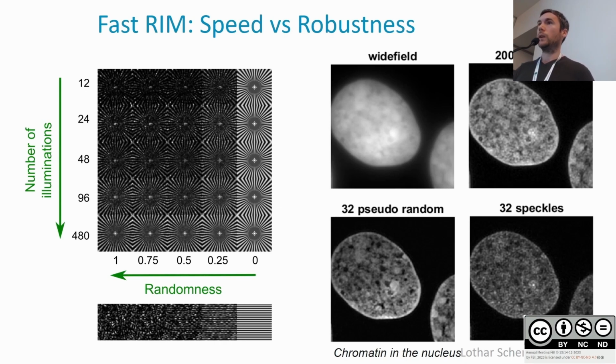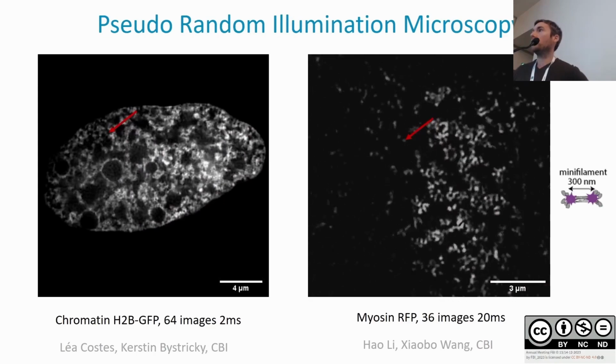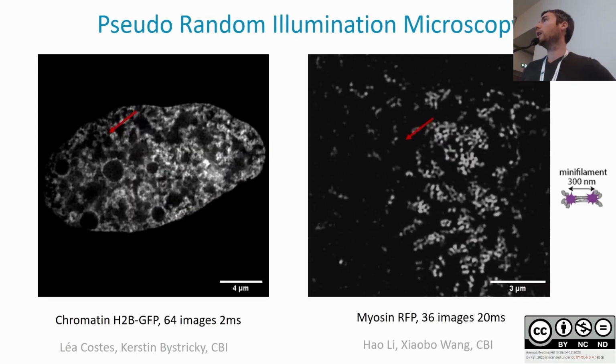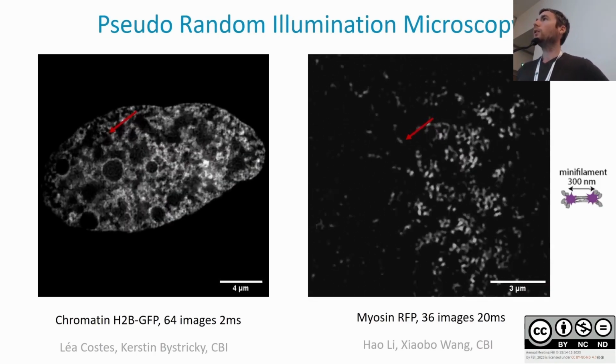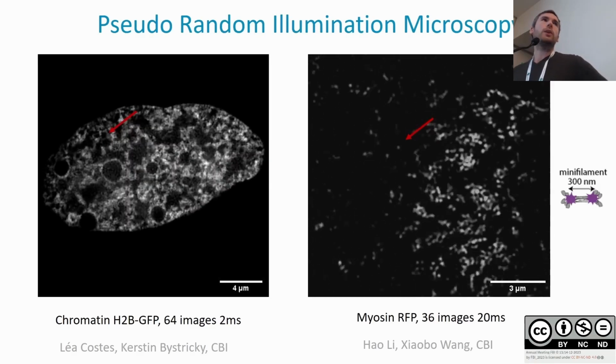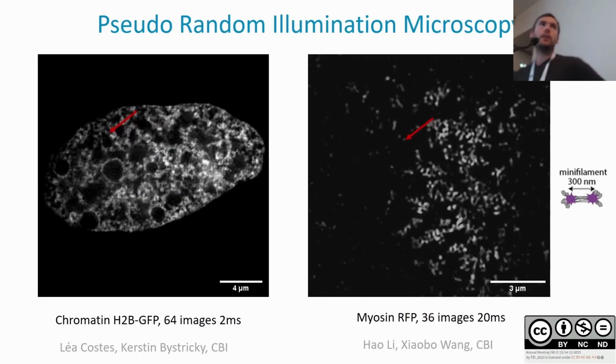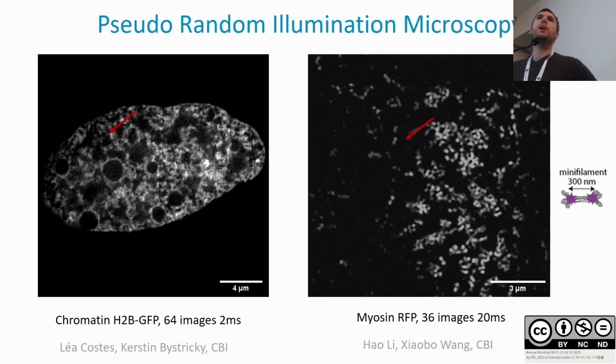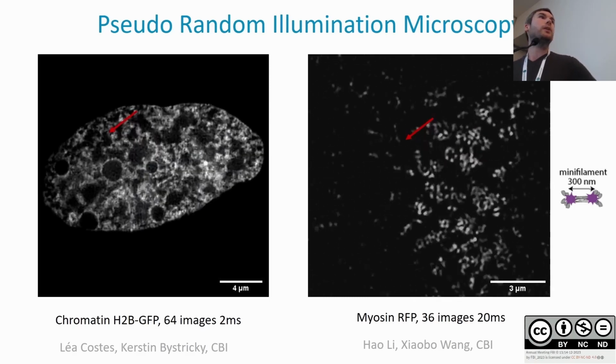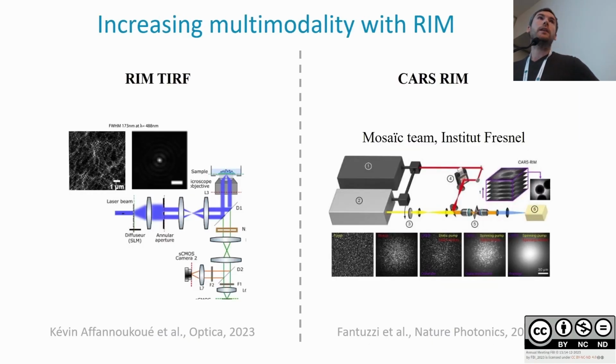And we start to apply this with a fast-moving sample. So you have a live imaging of chromatin again, and here it's mini filament of myosin. So we are currently evaluating how fast we can go on this kind of applications. So all I have presented until now was on a normal fluorescence microscope. But this kind of technique can also be applied to different kinds of microscopes. For instance, you can apply this to TIRF microscope. It was also applied to CARS microscope in Fresnel at Marseille. This is interesting because it's a label-free technique, so it might have also advantages for biology.